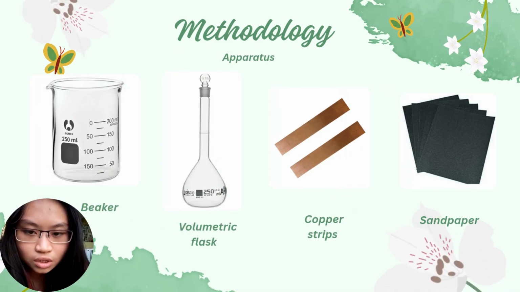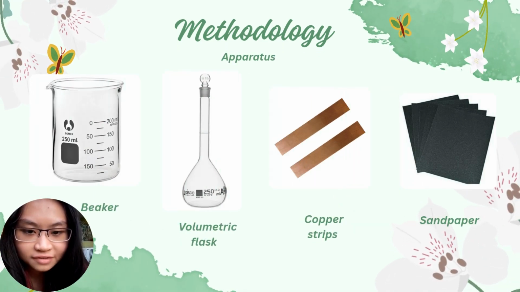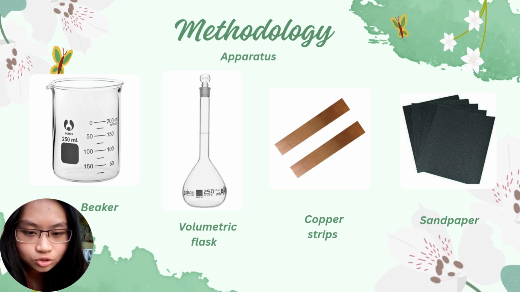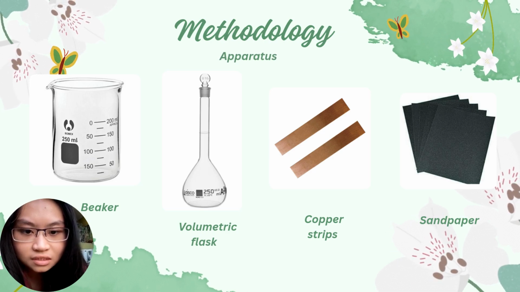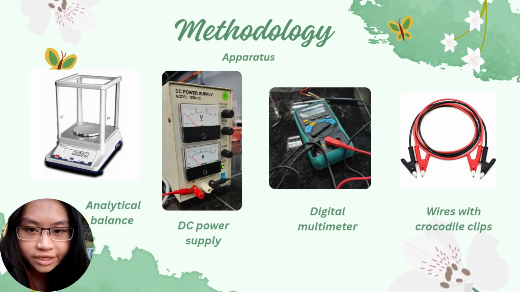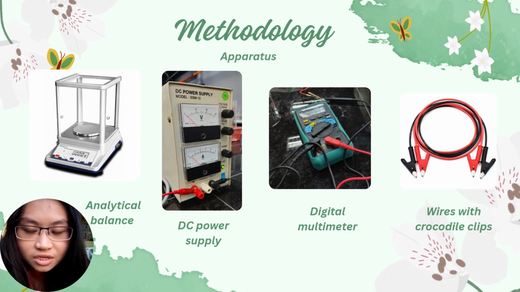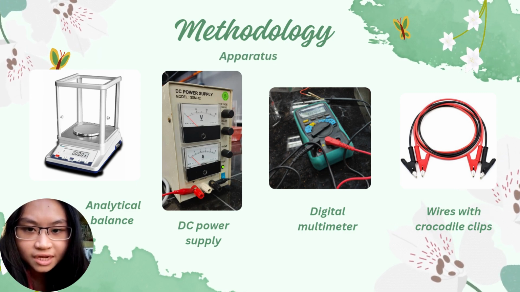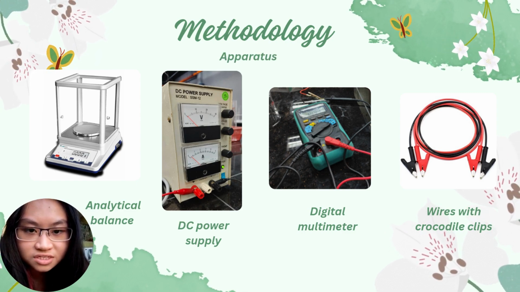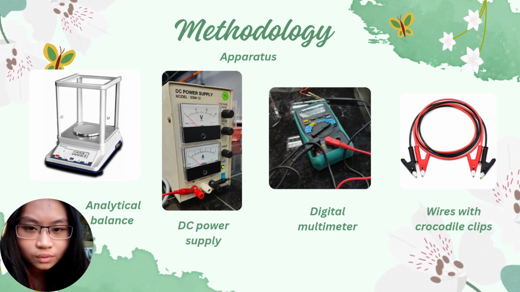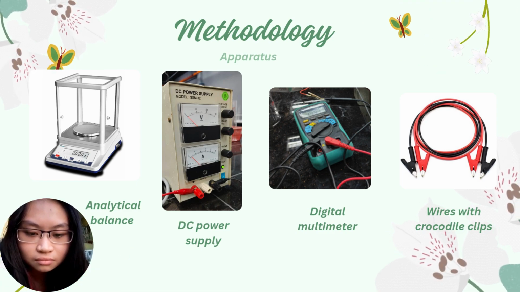The apparatus used includes the beaker, volumetric flask, and the copper strip, which will act as the electrode, and the sandpaper will be used to clean the copper strip. The apparatus also includes an analytical balance used for the weighing process, a DC power supply to supply the current for the cell, a multimeter to show the current reading of the cell running in the experiment, and also wires with crocodile clips to connect the circuit.